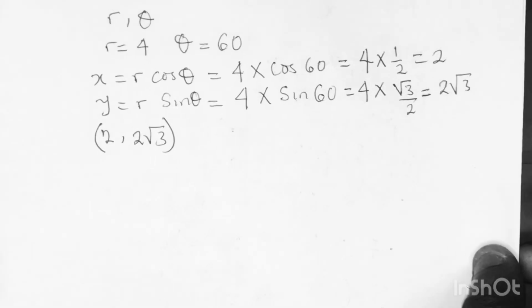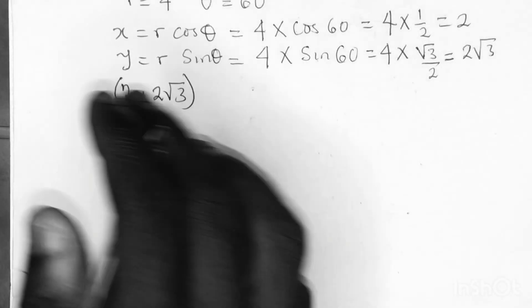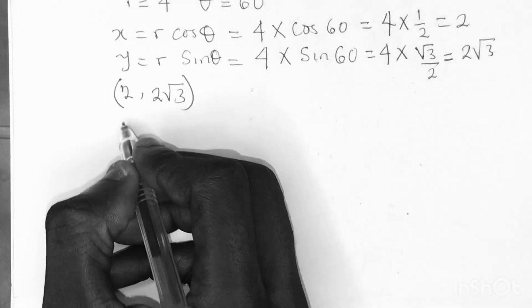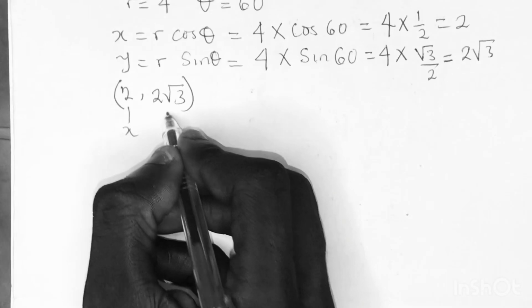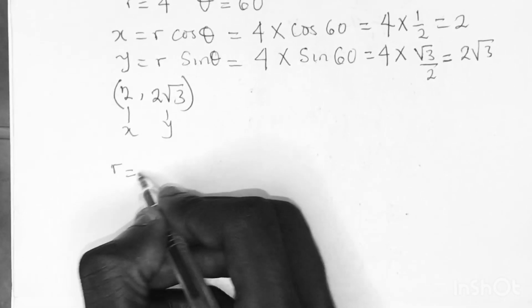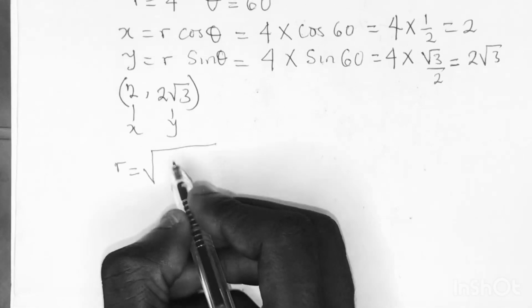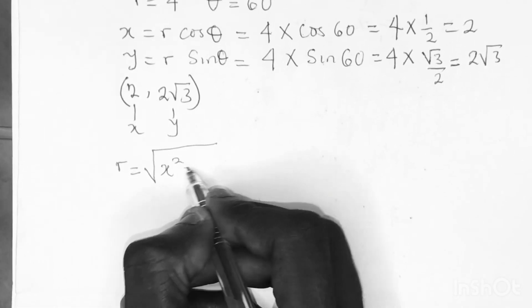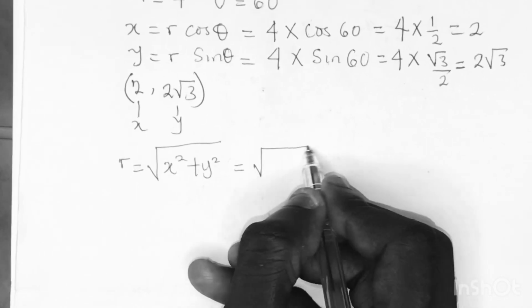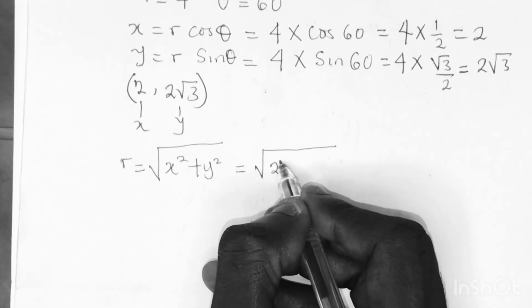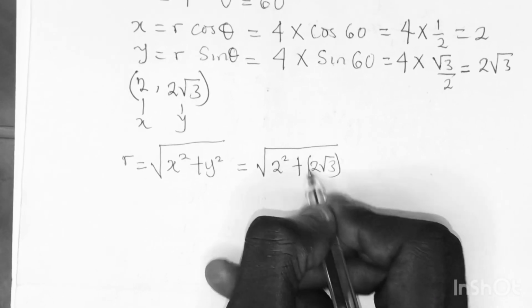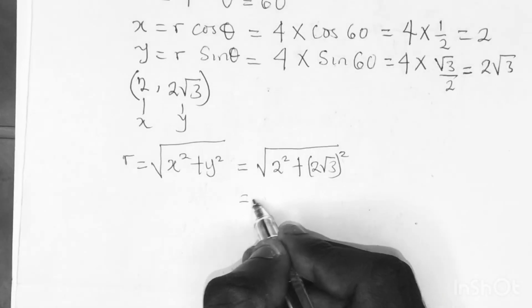So very quickly before I wrap up this video, let me convert this back to polar. Now this is your x, this is your y. The first thing you need to get is your R. And your R is the square root of x squared plus y squared. And that gives us the square root of 2 squared plus 2 root 3 all squared.